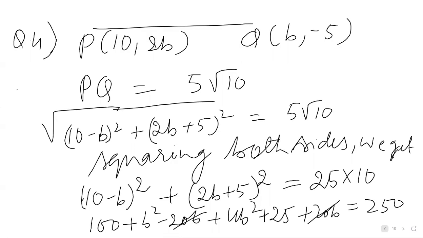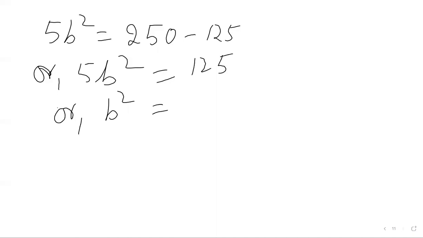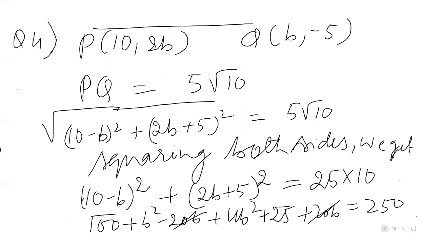How is it 125? Here it is 100 and 25, and 100 plus 25 will be 125. B square plus 4b square is 5b square. So 5b square equals 125. So b square equals 125 upon 5, which comes to 25. So b is plus minus 5. Check your answer from that side.